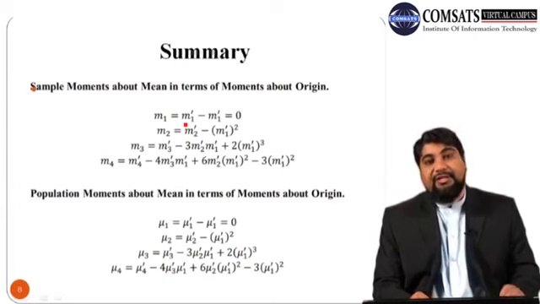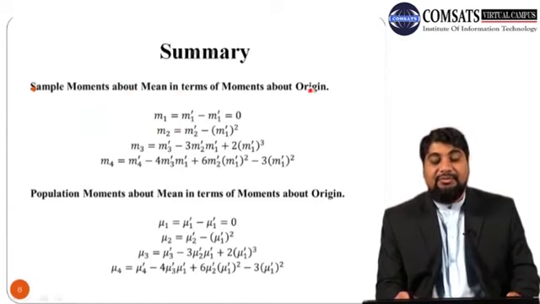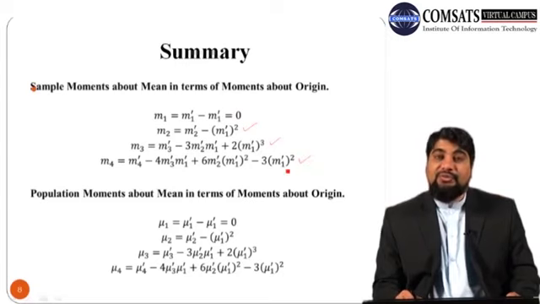Let me express these results in the form of a summary. Sample moments about mean in terms of moments about origin: m1 is equal to m1' minus m1', which is 0, m2 is given by this result, and m3, and here we have m4. So this is the simplified form.